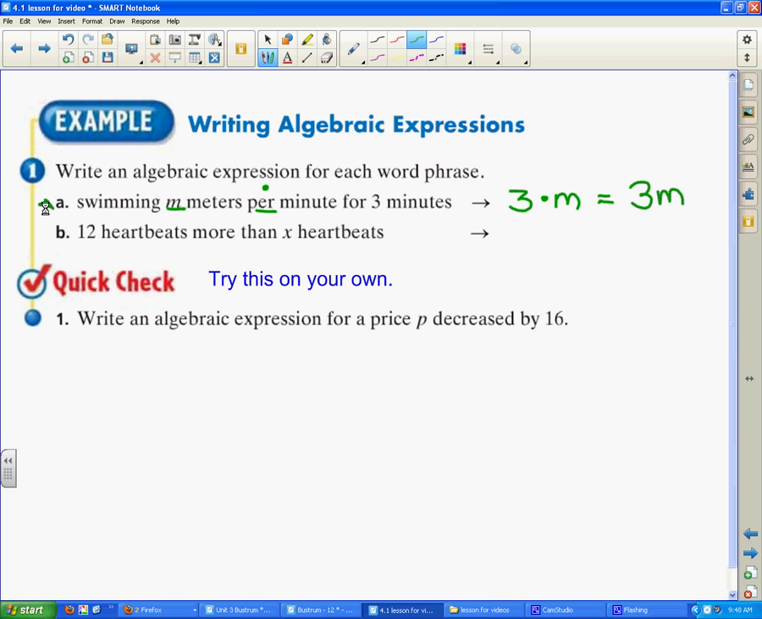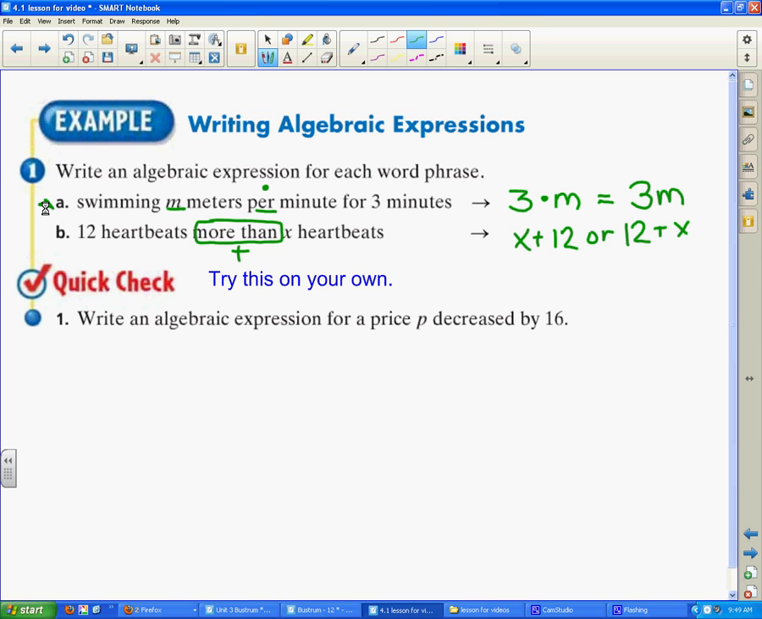The next one, 12 heartbeats more than X heartbeats. When we see the word more than, that means that we're going to add. So we're going to have X plus 12, or you could write that 12 plus X.